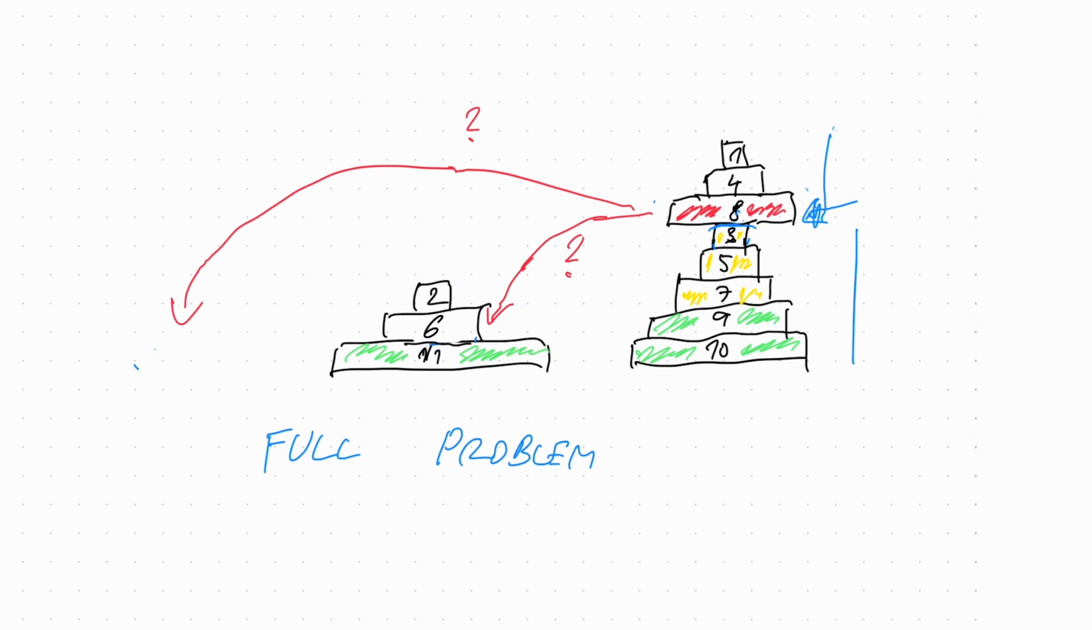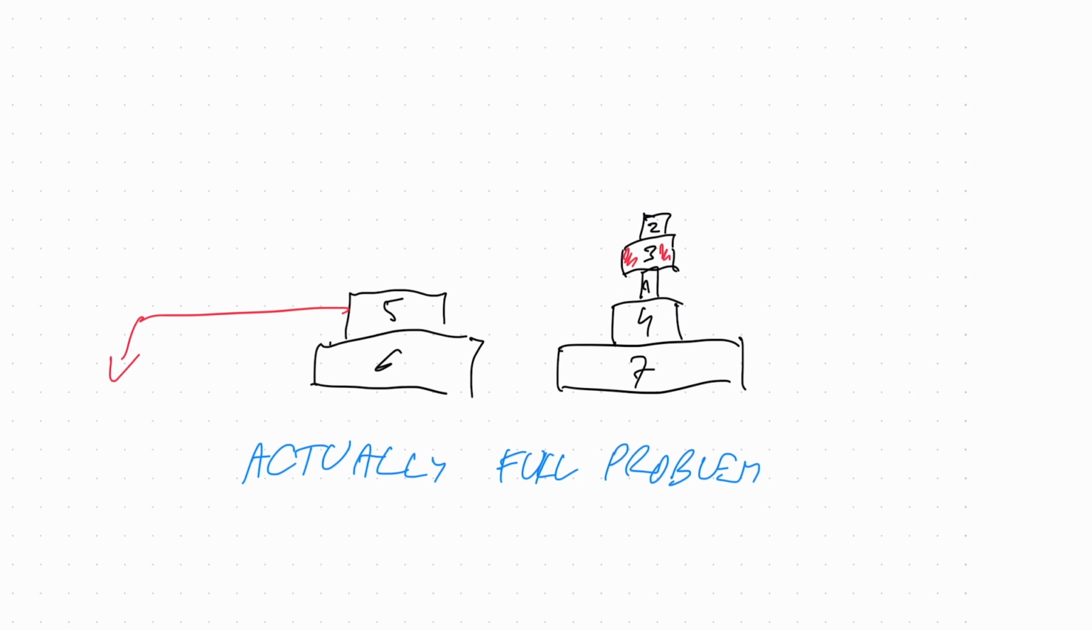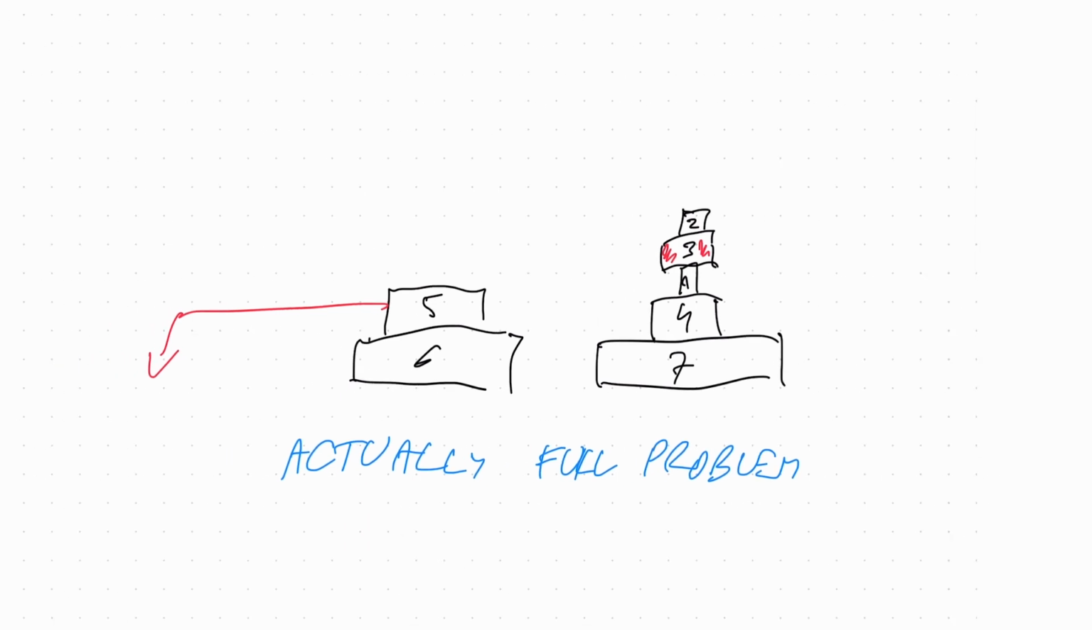Is that all? No, it's not. Because consider a situation like this one. There is one more possibility. Before we decide to actually move the 3, it may be beneficial to move one of the bigger disks. Because look at the example provided here. This is actually the smallest counterexample to the previous solution.